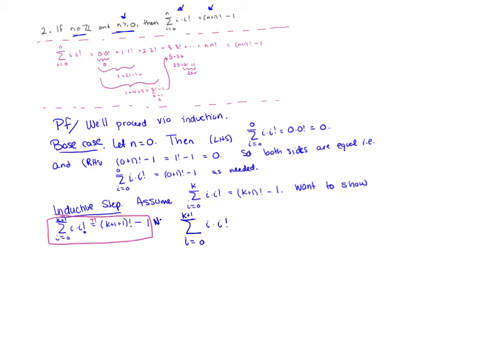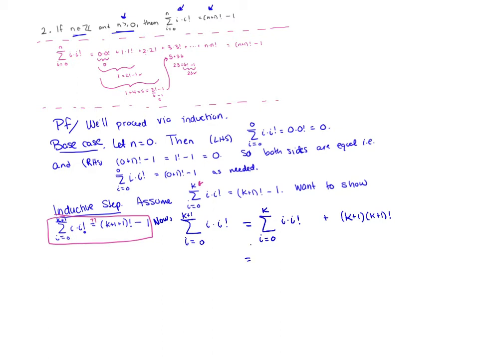Maybe you could put some sort of word in here, and that would probably be on the next line. I know something about the sum up to k. So here, I want to just pull off that last term. Instead of stopping at k plus 1, I'm going to stop at k, so then I can use my inductive hypothesis. But then I need to add on that k plus first term, which is k plus 1 times k plus 1 factorial.